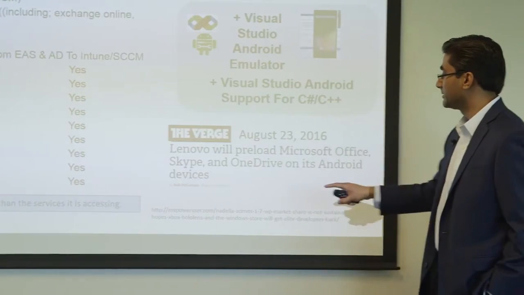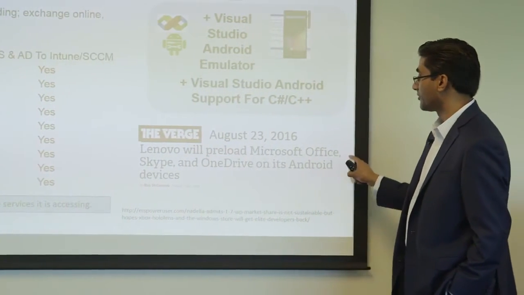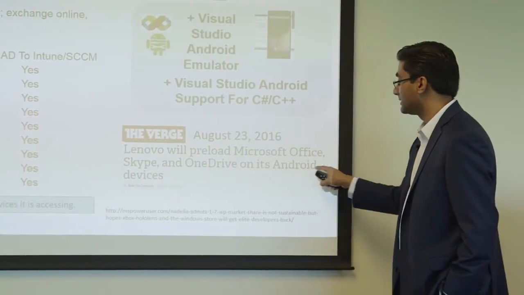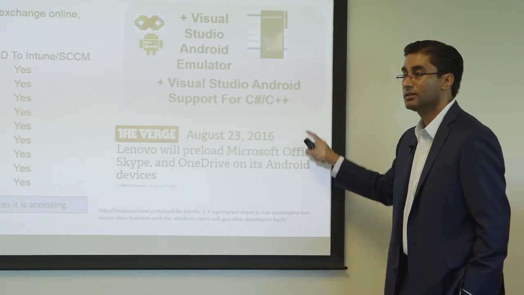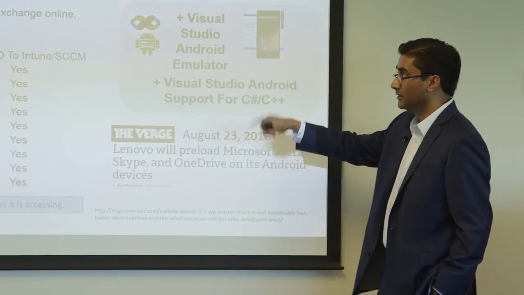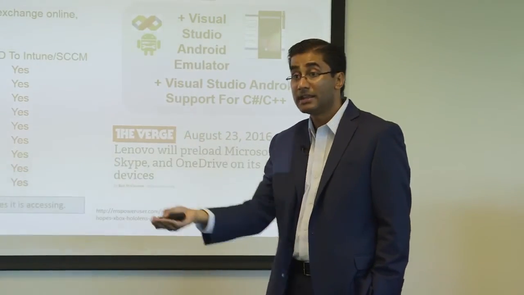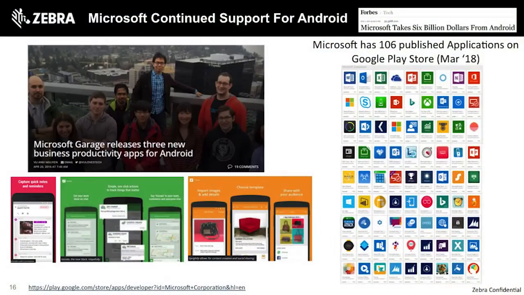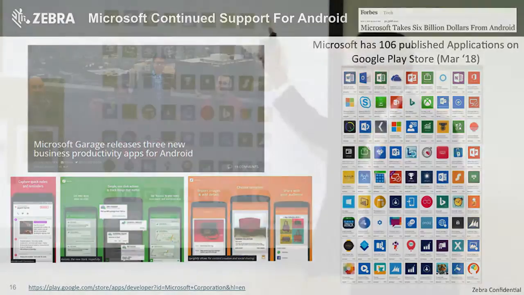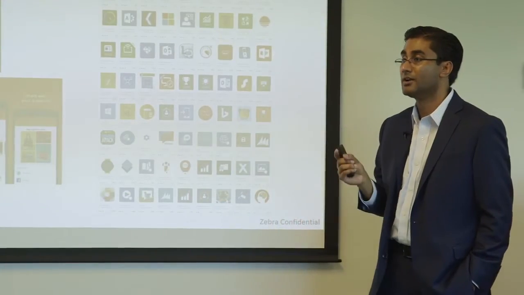Now, this was another interesting one. This is from 2016, that Lenovo will preload Microsoft Office, Skype, and OneDrive on its Android devices. So you can see that Microsoft is still going more towards a services play than an actual operating system play. Here's another interesting pattern. There are 106 published applications from Microsoft which are on the Google Play Store today. So think about it, Microsoft has all of these applications which are designed to run on Android.